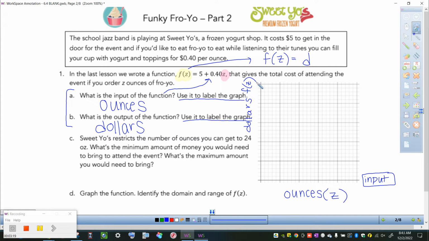All right, let's look at the next question here, part C. So the yogurt shop actually restricts the number of ounces that you can get to 24 ounces. So here we're going to find what is the minimum amount of money that you would need to bring to attend the event, and then we're going to find what is the maximum amount that you would need to bring. So I'm going to give you another moment here on your own to work through question C. And we could maybe record our answer something like this. The minimum dollar amount, think about the information, the description all the way up at the top. And then knowing that the most you can get is 24 ounces, let's also determine the maximum.